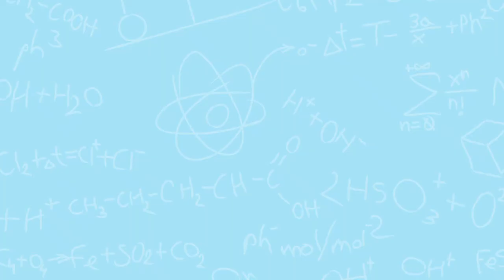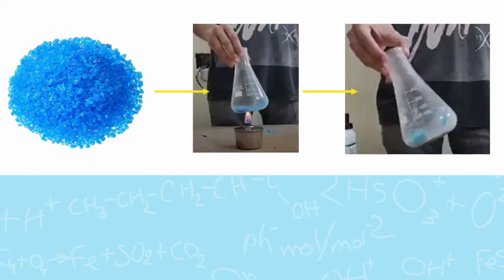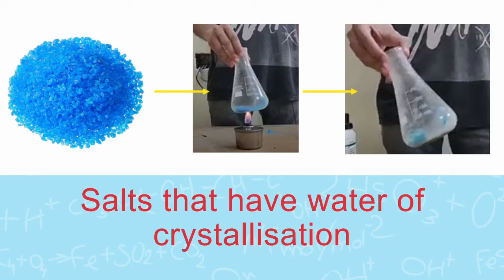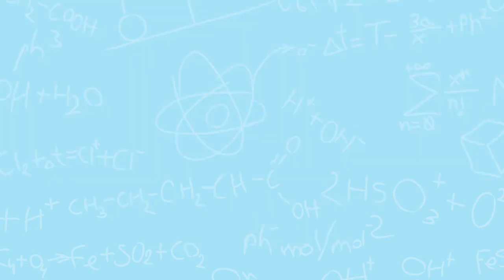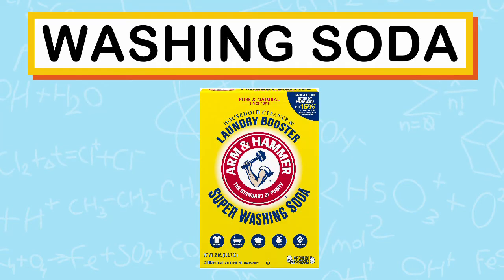Hey guys, so now we are almost at the end of our chapter. We have looked at what water of crystallization is through an activity. Today we'll be talking about two salts that have this water of crystallization within them. So the first salt we are going to talk about is called washing soda.